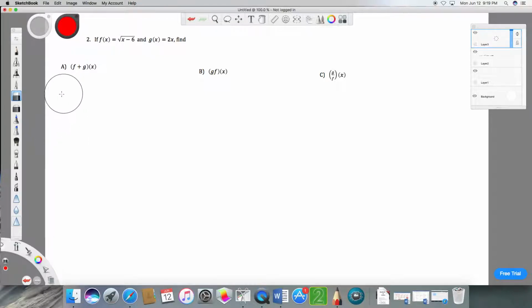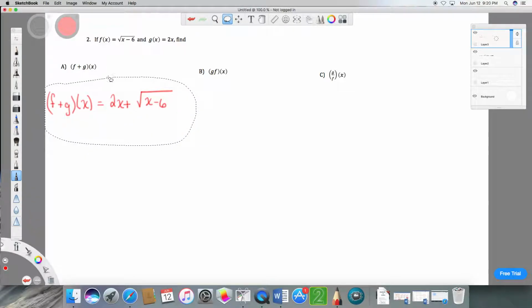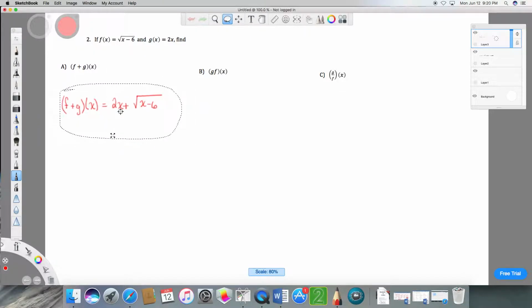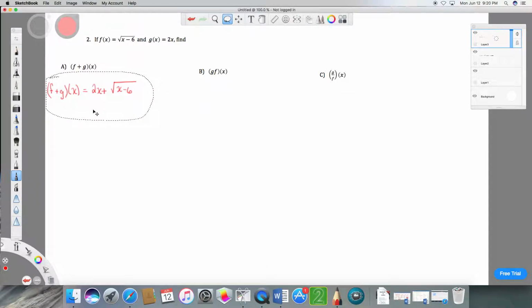So my answer for part A, this new function f plus g of x is simply 2x plus the square root of x minus 6. All we have to do is simply add these two functions together. There are no like terms to combine, so that's our final answer.